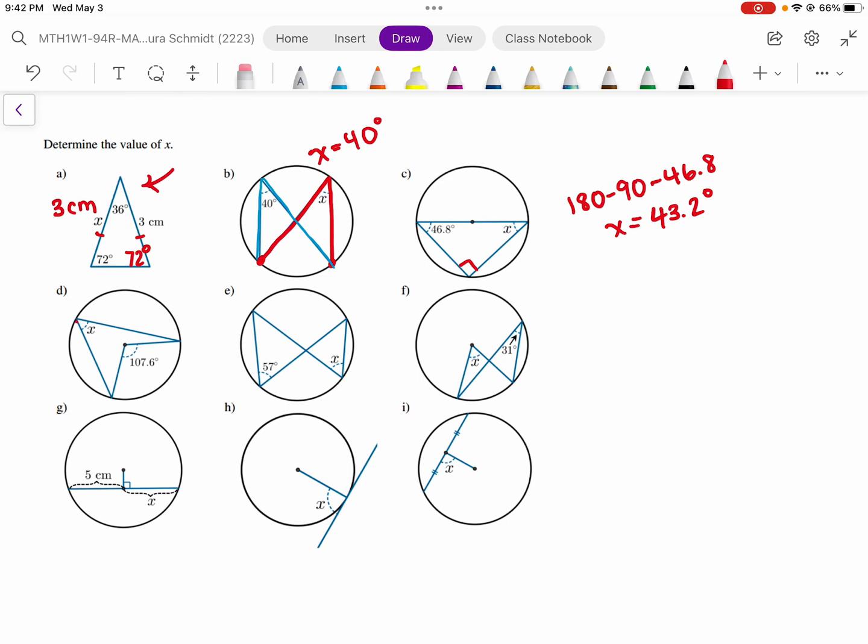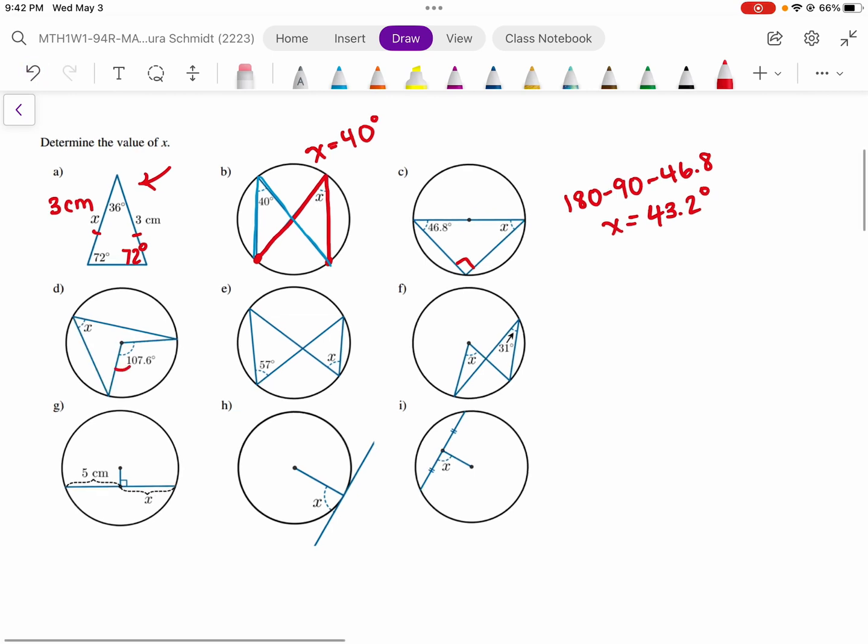Okay, this one is another one of those center angle things. Guess I don't need to trace it. So this angle is going to be twice as big as x. So if you take 107.6 and divide it by 2, that will be what x equals, which is 53.8 degrees.